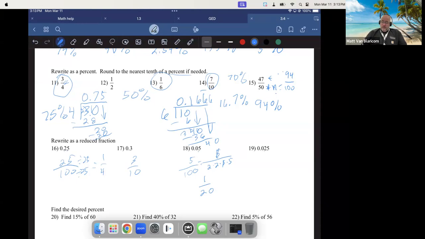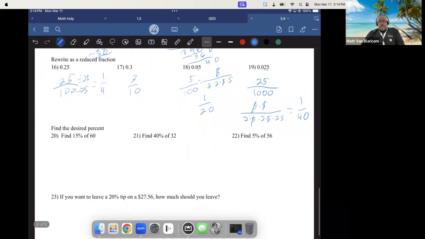This one is tenths, hundredths, thousandths. So we would say 25 over 1,000. And on that, let's see here. If I took that down, I could say 5 times 5 over 2 times 5 times 2 times 5 times 2 times 5. That one has a partner. That one has a partner. And so I get 1 over 2 times 2 times 2. So 4 times 8 is 40.